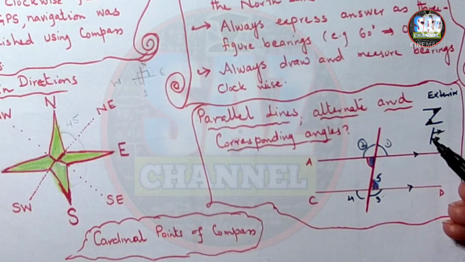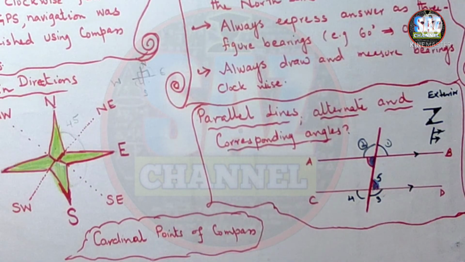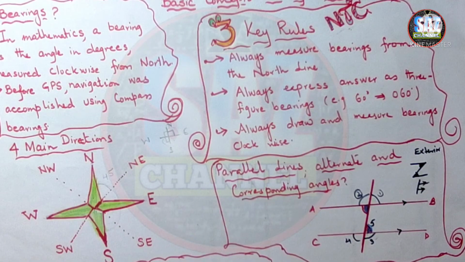So in your working, once you will be doing your bearings, then you have to find out your alternate and corresponding angles, and you have to make use of this concept, and this concept you have done actually in D1. So please reinforce that concept properly from D1 to understand the concept of bearings. I hope students you are really clear about what bearings are and what the four main directions are, and the three key rules for the measurement of bearings, that is NTC, and parallel lines and the use of alternate angles.